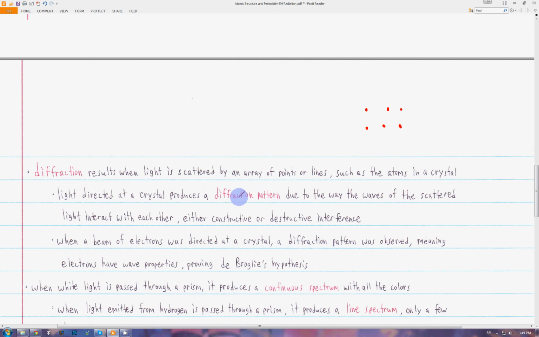So since this diffraction pattern can only happen because of the wave properties of the light coming in, then if we also shoot particles at this and it produces a diffraction pattern, that means the particles must have wave properties also. So that's what they did. They shot a beam of electrons, which were thought of as particles, at this crystal, and it produced a diffraction pattern, which meant that electrons had wave properties as well as particle properties.